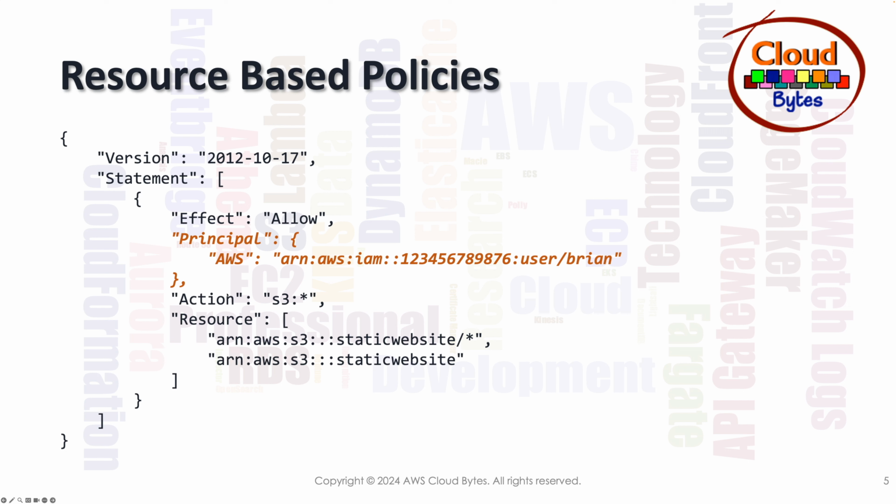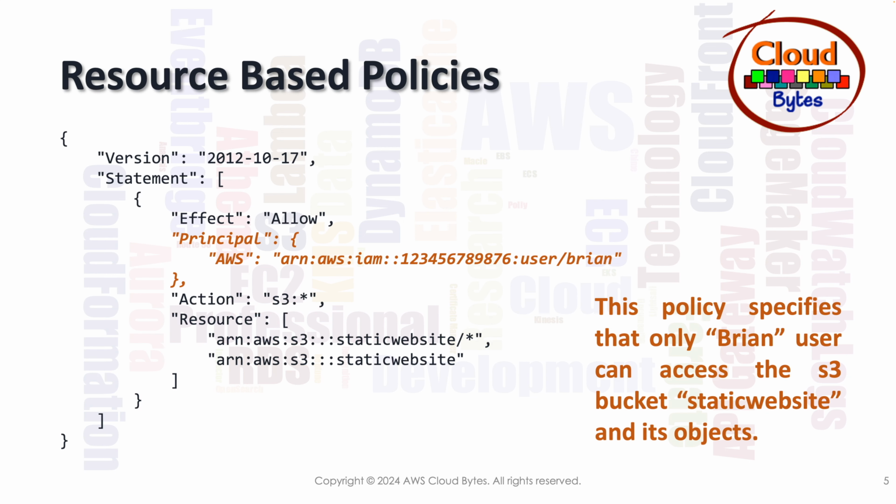And what actions can the user perform? He can perform all the S3 service actions. This asterisk over here denotes that all the actions within the S3 bucket can be performed. So anything that you can see in the API of S3 is available for this particular user. That's what is written. The policy specifies that only Brian user can access the S3 bucket static website and its objects. In a nutshell, that's what we call a resource-based policy.